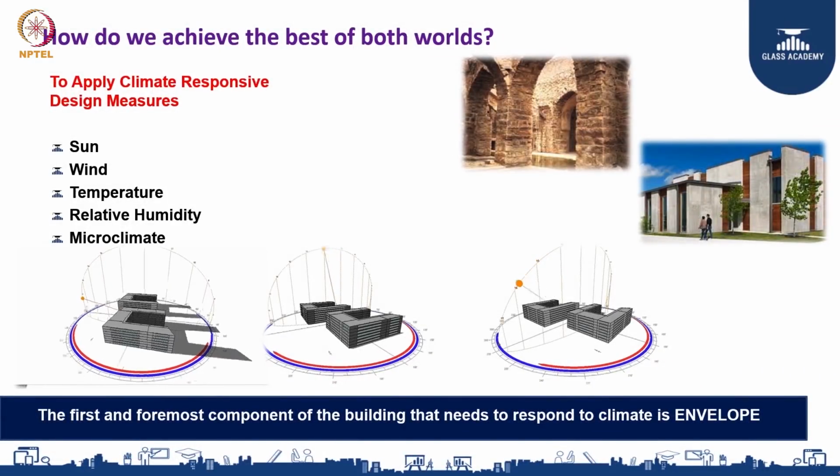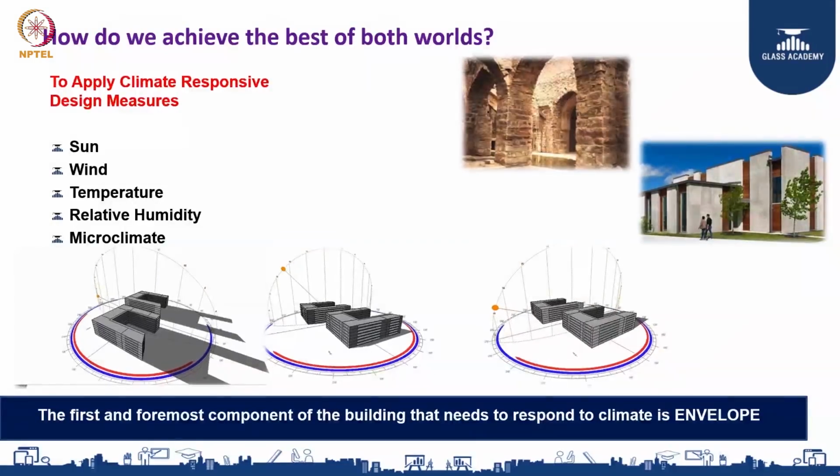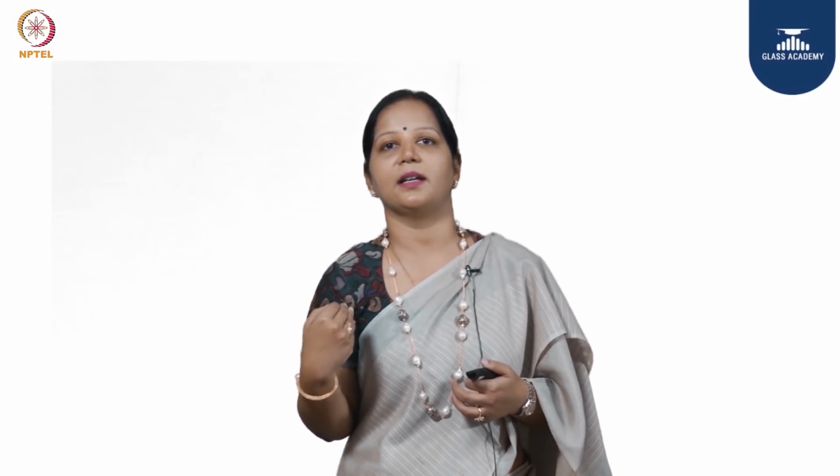So the first and foremost component of the building that needs to respond to the climate is your building envelope. When it's hot outside, the first thing that you find uncomfortable is your skin impact, you're sweating, you're uncomfortable, it's burning. So all of the impact of climatic conditions is first felt on the building envelope, and that is why it becomes a very critical component for us to look into in our design process.